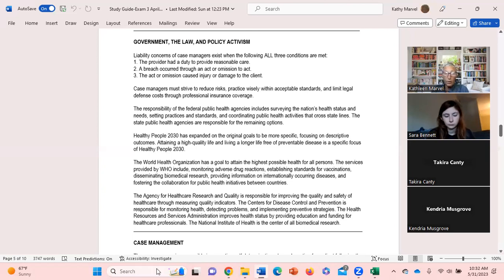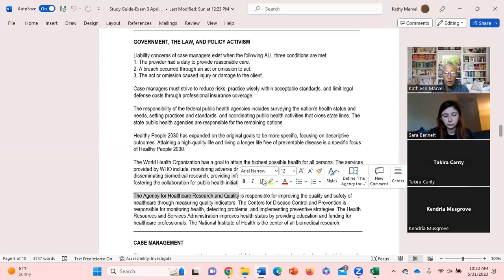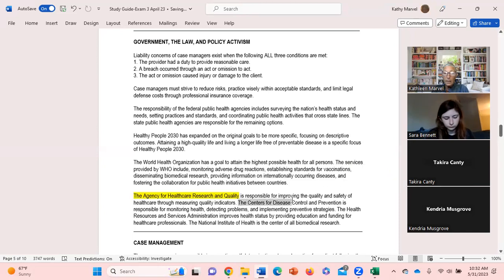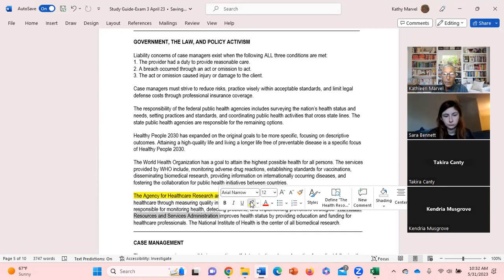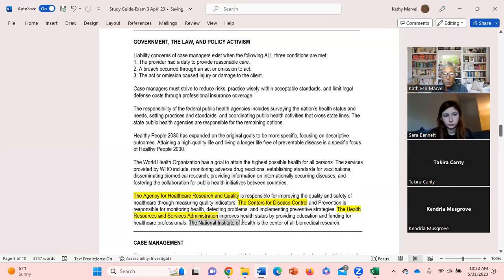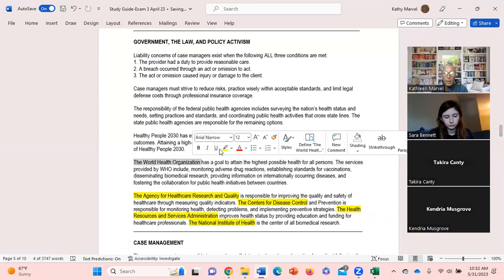Okay, and then there are a few other agencies here that you need to have an understanding about. One is the Agency for Healthcare Research and Quality, then the CDC, the Health Resources and Services Administration, and then the NIH. So break down that paragraph. You've got 4 agencies. This talks about international: the WHO is international. These 4 agencies are federal.